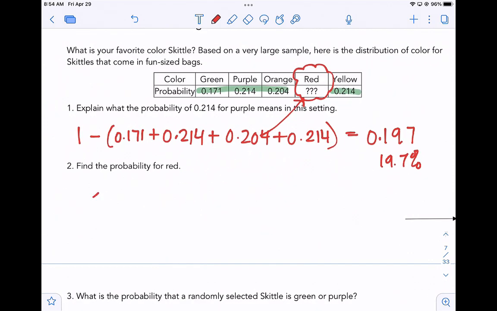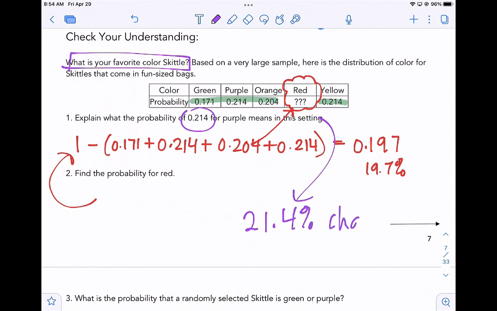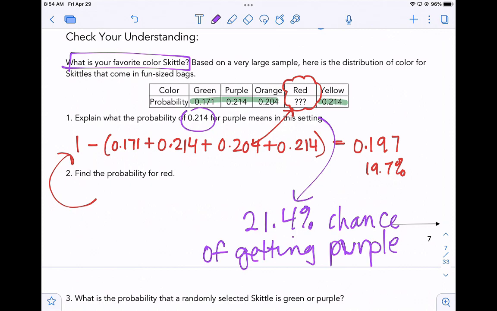Oh, and we actually answer this question right here. Find the probability for getting a red. Oh, and I didn't read the question. It says, explain what the probability of getting a purple of this right here means in the setting. Okay, so I should answer that. I was just reading this question right here. What's your favorite color Skittle? All right, so this means you have a 21.4% chance of getting purple in a fun-size bag. And the more Skittle bags that you eat, the more close to this percentage your chance will be.